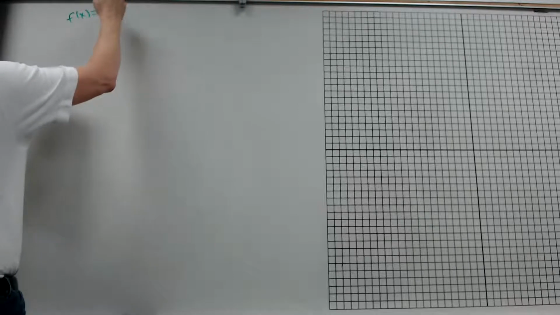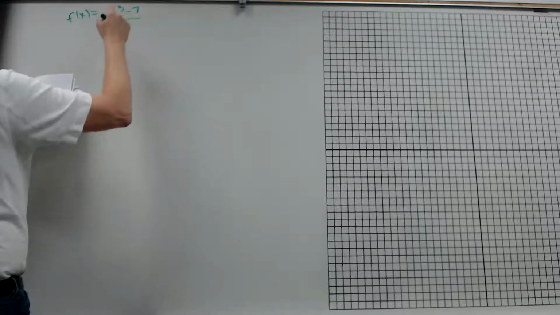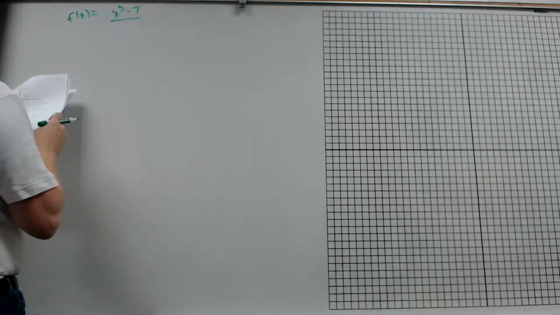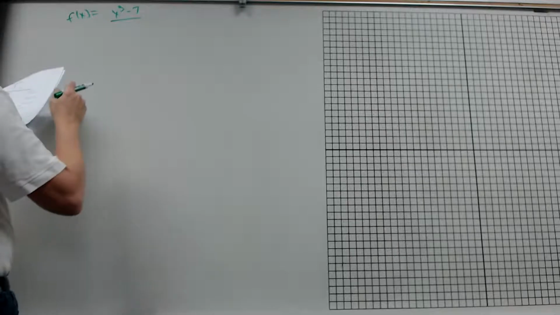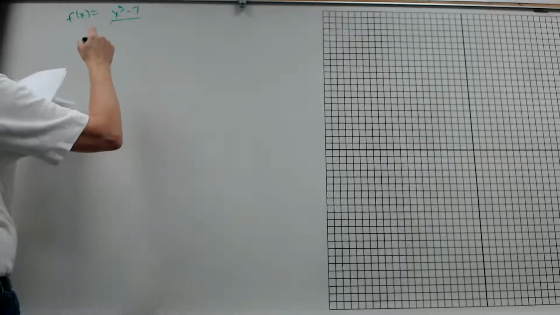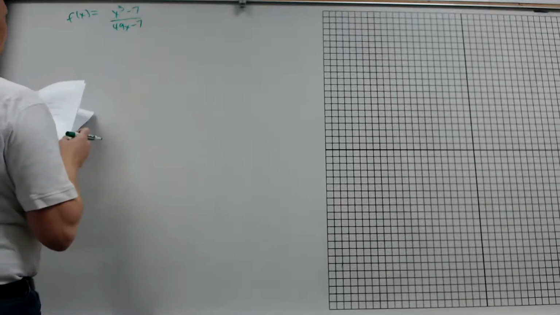f of x equals x cubed minus 7 over 49x minus 7. That can work. Oh, this might be a bad problem. I don't know. I just made it up. I probably should have done a different one. Okay.